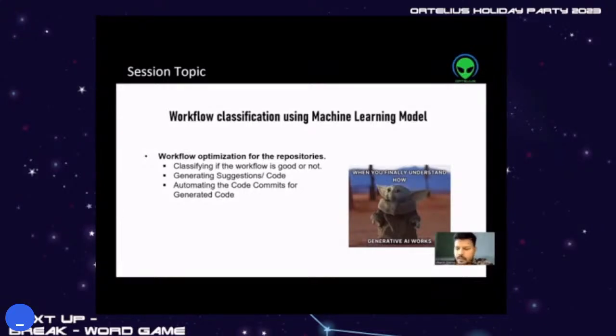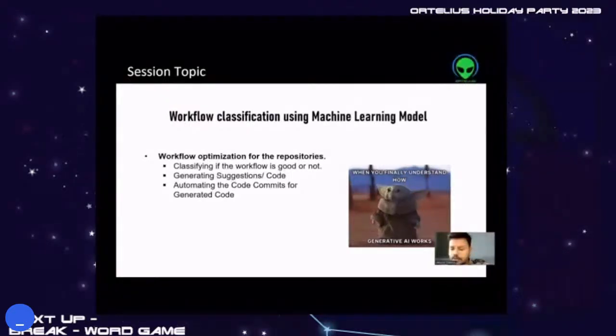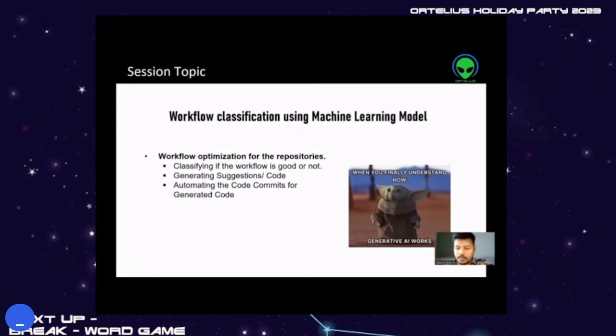Here I have divided this problem into three parts. So basically, to achieve this solution, we'll divide this problem statement into three parts. First, we'll classify if this particular workflow is good or bad. Secondly, once we have decided if our workflow is good or bad, we are going to generate suggestions for the repositories, or even we can generate the code itself using generative AI. The next step would be to automate the code commits in a similar way as it is done today by Dependabot. So we also have to do that.